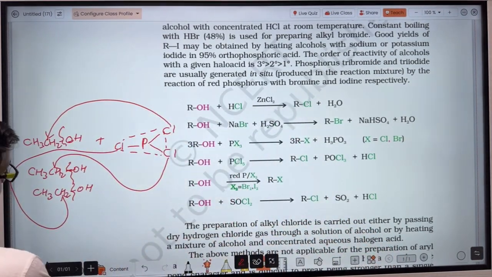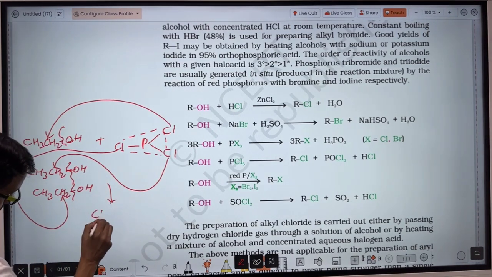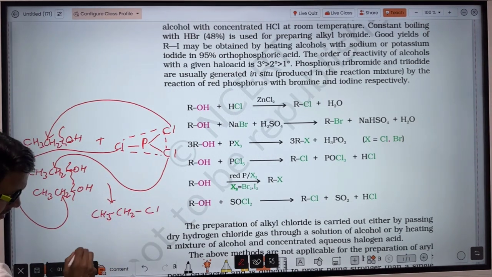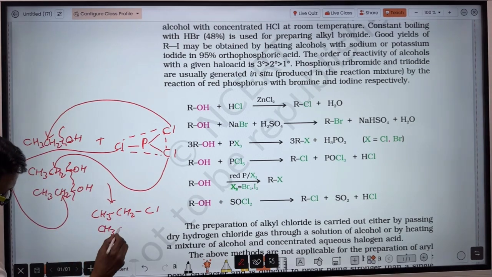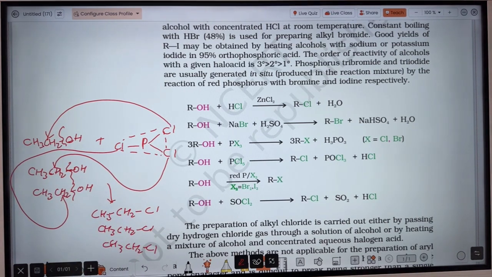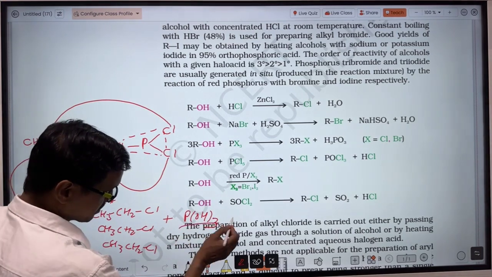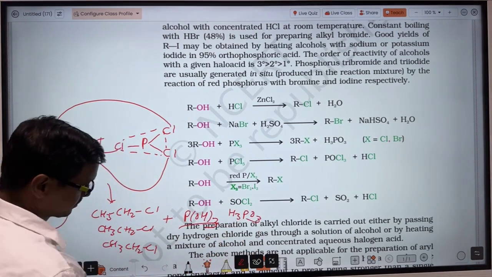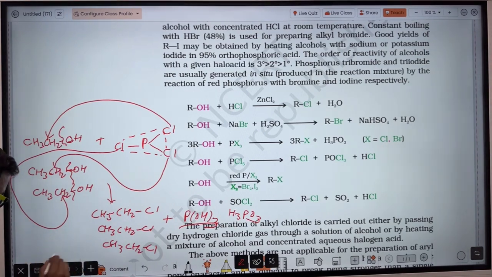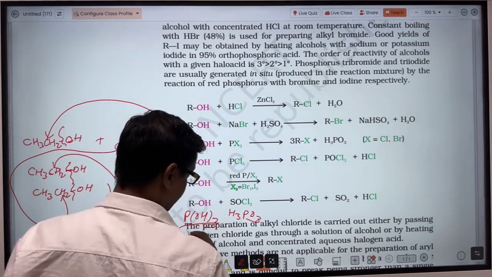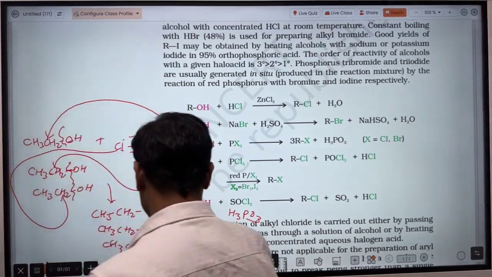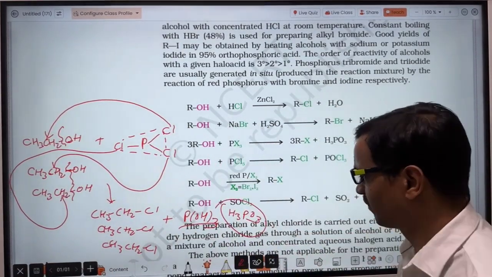So there will be formation of 3 moles of CH3CH2Cl, that means 3 moles of chloroalkane, and the 3 OH will combine with phosphorus. So 3 OH on P is actually written as H3PO3. So 3 moles of haloalkane and 1 mole of H3PO3 will form.